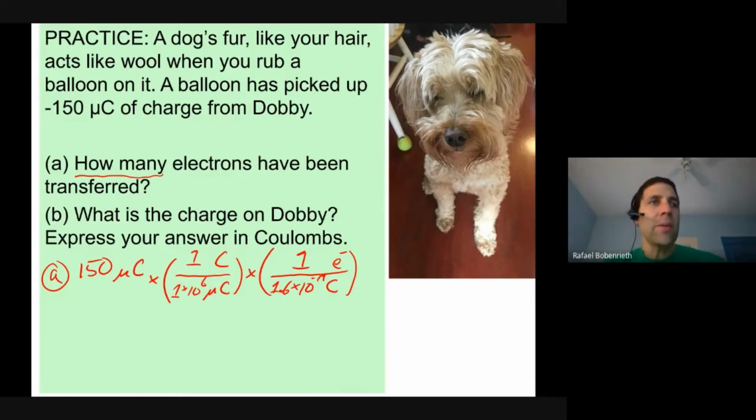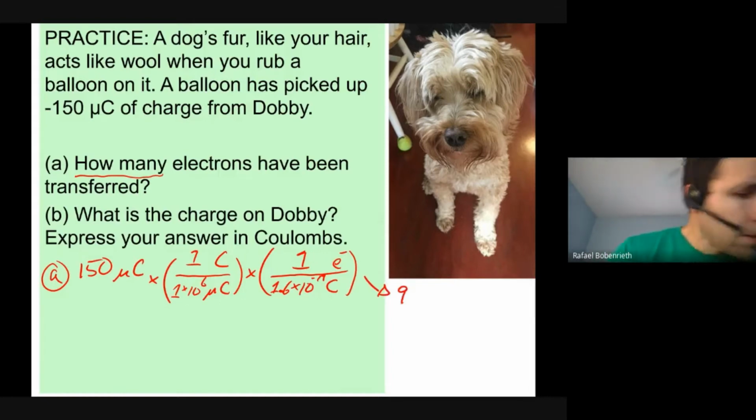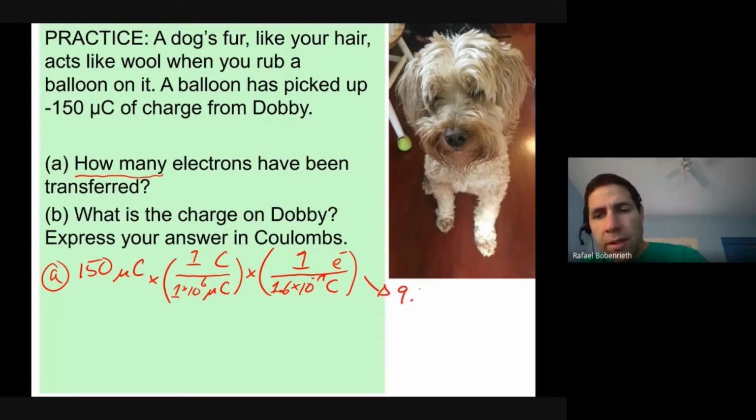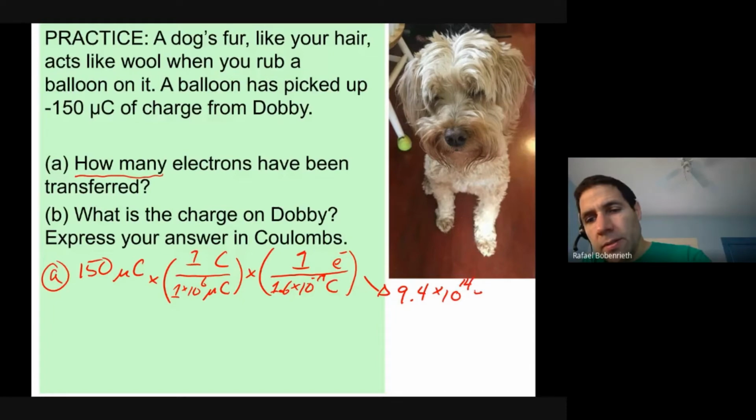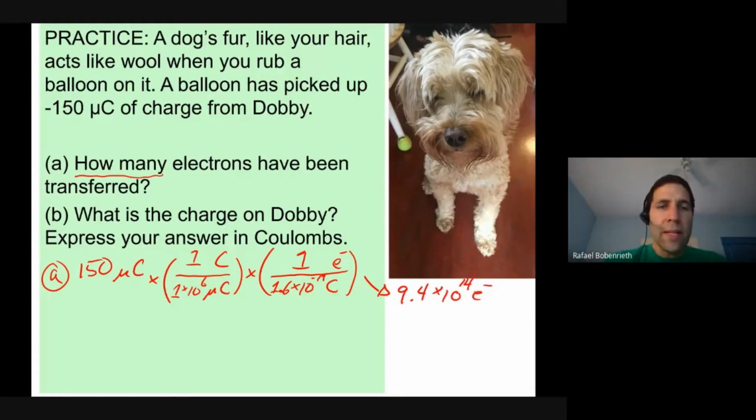Go ahead and do that on your calculator. I'm going to do it on mine. 150 divided by 1, second function EE, 10 to the 6. Divide that again by 1.6, second function EE, negative 19. And I get something that is roughly 9. If I'm going to stick with sig figs, I'm going to call it 9.4 times 10 to the 14th electrons. So that's how many electrons have been transferred, 9.4 times 10 to the 14th.